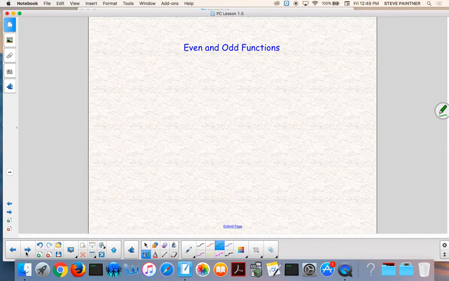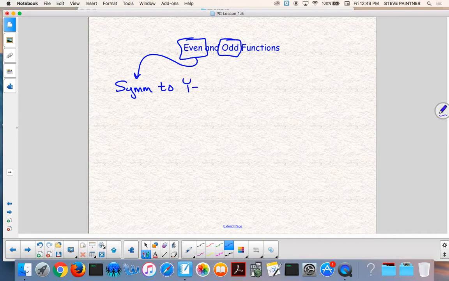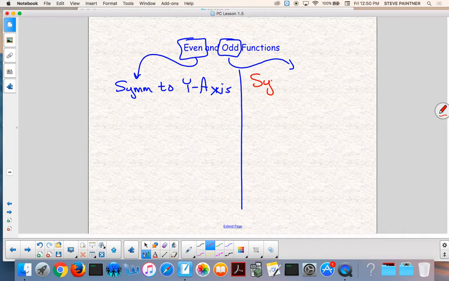Everybody good? Move on. Okay, even, odd. You've already done this in section 2. We talked about symmetry of a graph: if a graph is symmetrical to the y-axis, x-axis, and origin. But now they call it even and odd functions. Even functions are symmetrical to the y-axis, where odd functions are symmetrical to, it seems like it should be x, but it's not, the origin.